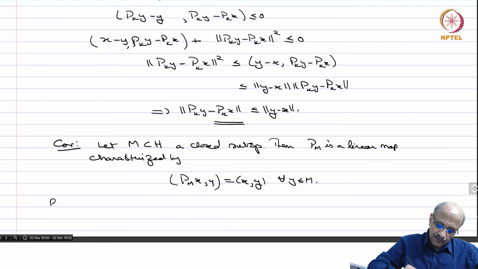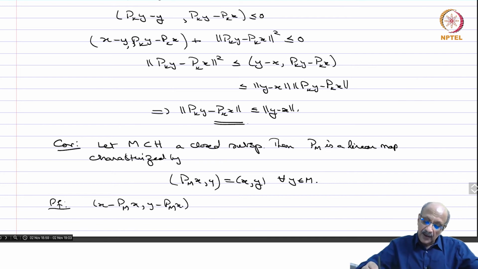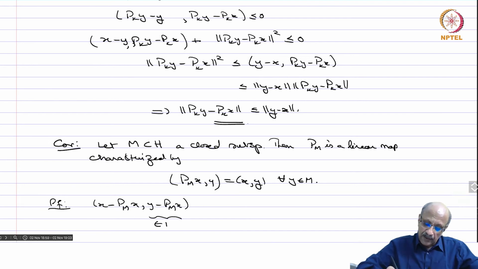Okay. So proof. If ⟨x − P_M x, y⟩ is equal to 0, then obviously ⟨x − P_M x, y − P_M x⟩. So we have x − P_M x with any y is 0, so this y − P_M x belongs to M, and therefore this is equal to 0. Okay, and therefore it's trivially less than or equal to 0. So that way you have this.